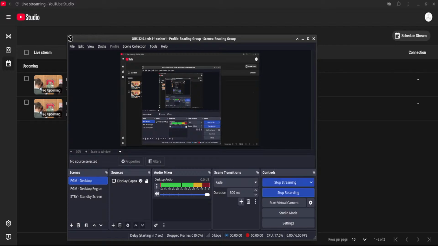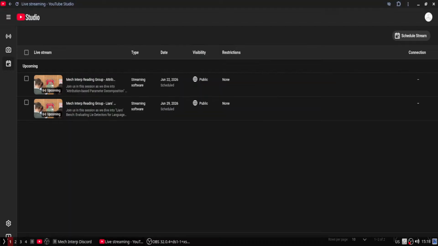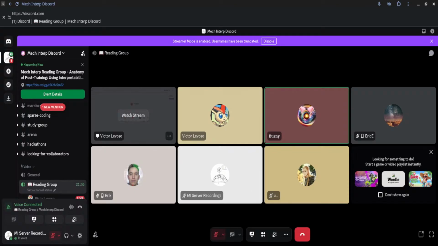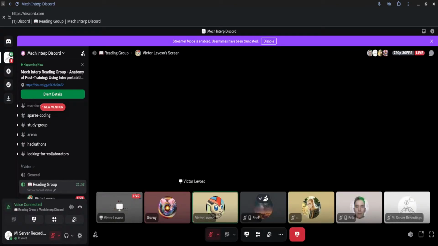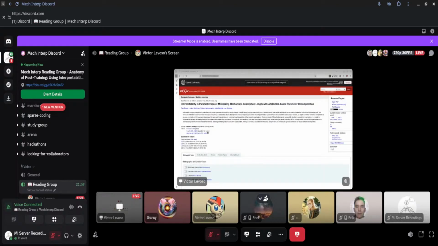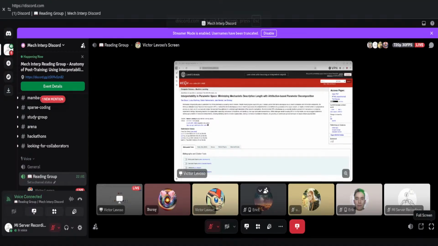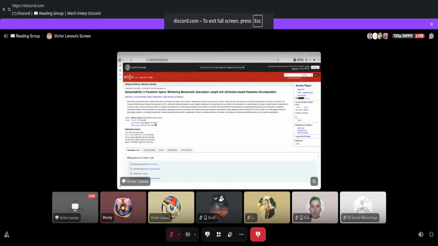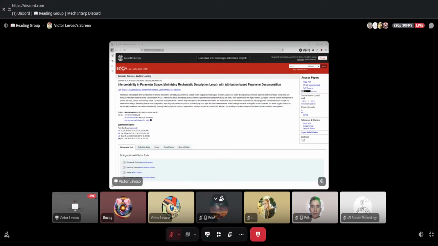Okay. Some things I can just change later anyway. They have a toy model of cross-layer distributed representations. Okay, now we're recording.